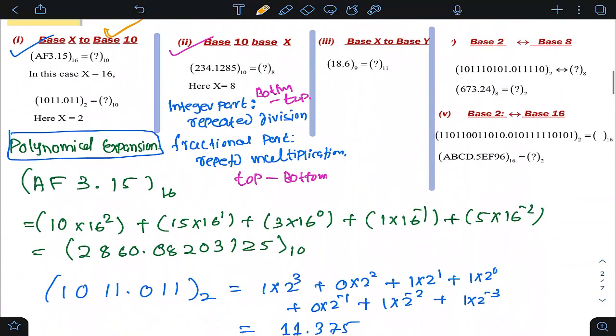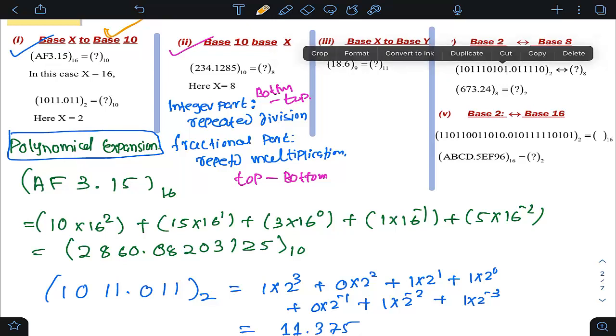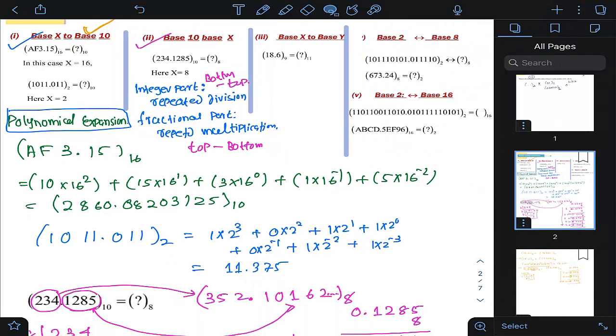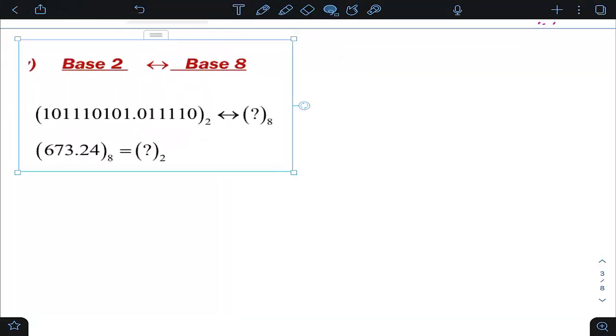Okay, now let us see the next category, which is base 2 to base 8 and vice versa, similarly base 2 to base 16. In fact, friends, these two come in a similar category, but anyway, let us see them one by one. So first, let us see this category, that is base 2 to base 8. For that, I have again taken two questions. One question is how to convert base 2 to base 8 and next question is how to convert base 8 to base 2.